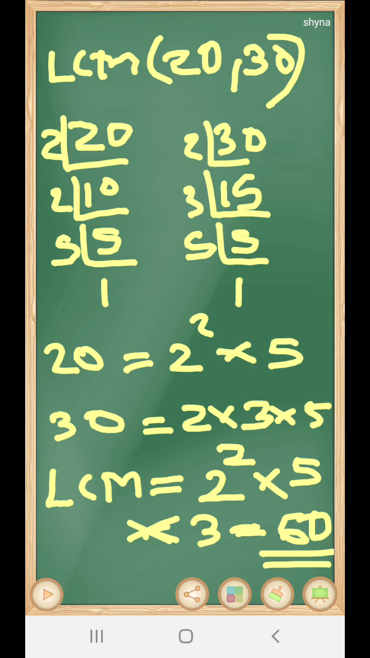Understood, dear children? LCM is the product of all the factors with the greatest power, and HCF is the product of common factors with the smallest power. Okay. Write this one. LCM equal to LCM of 20 and 30, and write it.